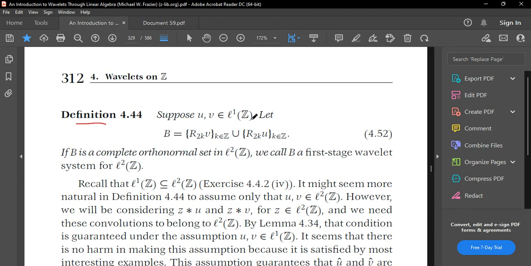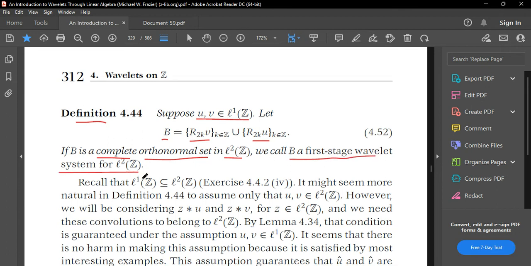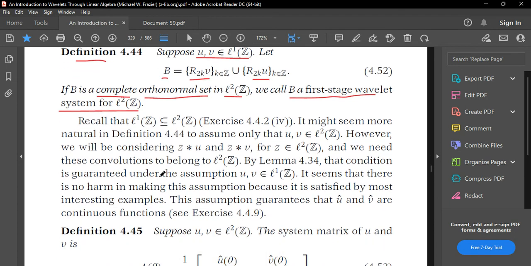And the next definition: if u and v belong to L1 of Z, two elements, let B be equal to the even translates of v and even translates of u, union. If B is a complete orthonormal set in L2 of Z, we call this B a first stage wavelet system for L2 of Z. So if this is true for L1 of Z, it will be true for L2 of Z also.